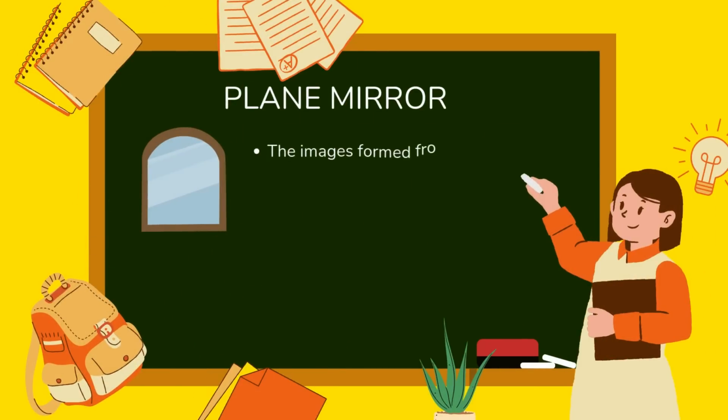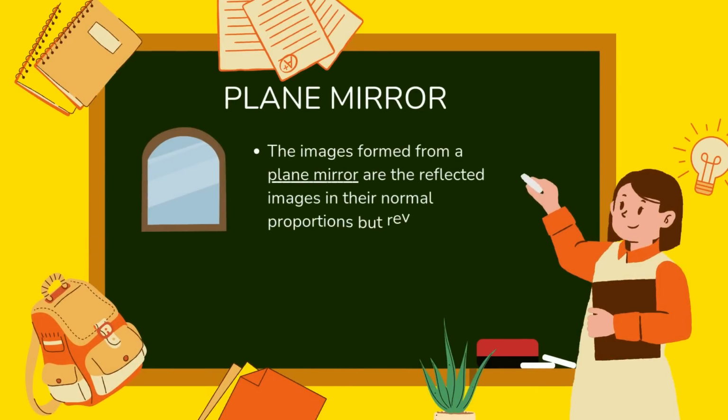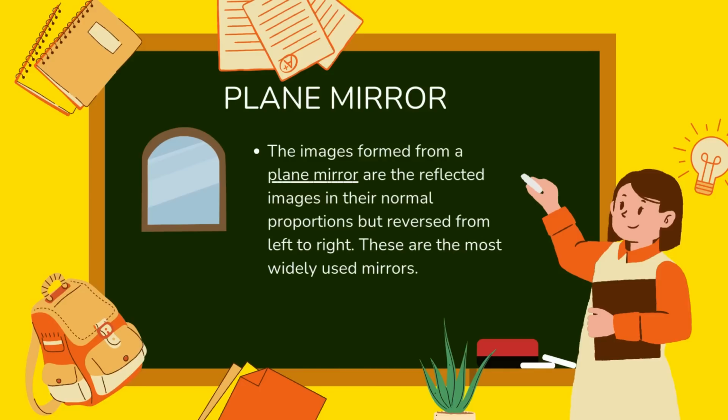Plane mirror. The images formed from a plane mirror are the reflected images in their normal proportions but reversed from left to right. These are the most widely used mirrors.